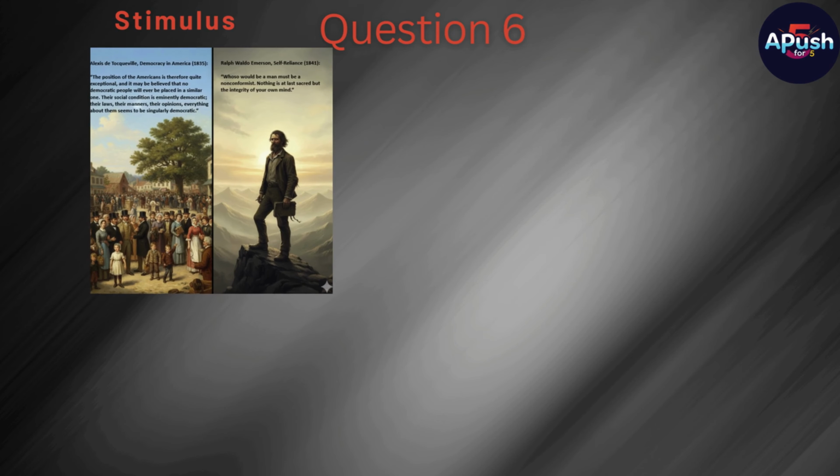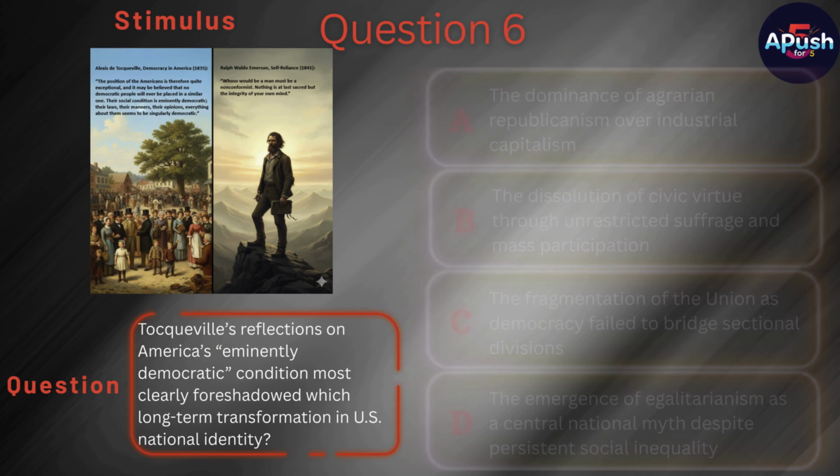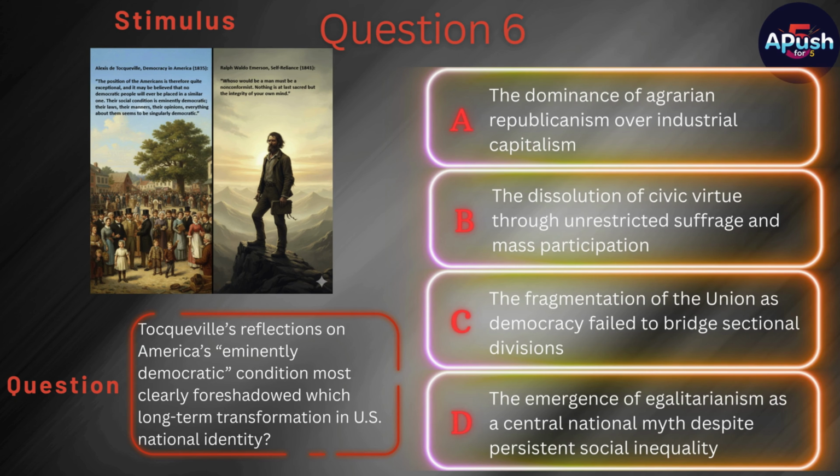Question 6. Stimulus. See image. Question. Tocqueville's reflections on America's eminently democratic condition most clearly foreshadowed which long-term transformation in U.S. national identity? A. The dominance of agrarian republicanism over industrial capitalism. B. The dissolution of civic virtue through unrestricted suffrage and mass participation. C. The fragmentation of the Union as democracy failed to bridge sectional divisions. D. The emergence of egalitarianism as a central national myth, despite persistent social inequality.